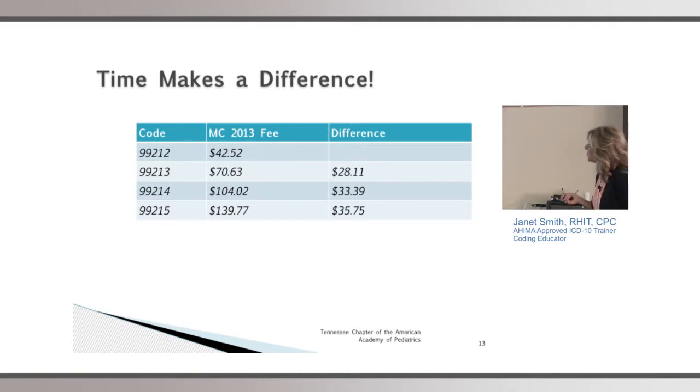This chart shows you the increase in reimbursement going from level to level. Going from a level 99213 to a 99214 is about $33 a visit. Calculate that over many patients and many months, and it makes a huge difference.